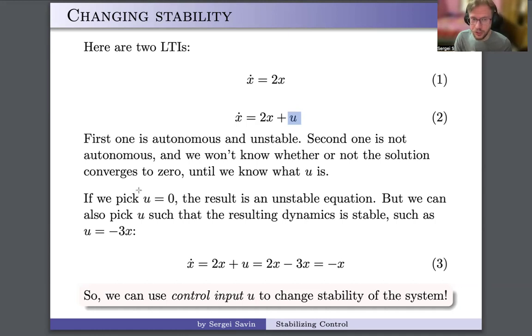Now here's one choice, u equal to 0. If u is equal to 0, then this becomes equation number 1. Just pick u equal to 0, you get unstable equation number 1. And now we have the answer. Is it stable or unstable? It is unstable for the reasons we discussed previously. But that is not the only choice of u that we can make. We can make a choice of u, which would be, for example, u equals minus 3x. If we substitute here minus 3x, what we get is x dot equals 2x minus 3x.